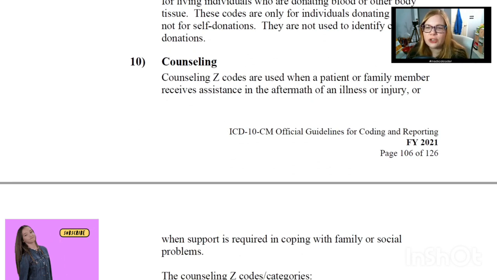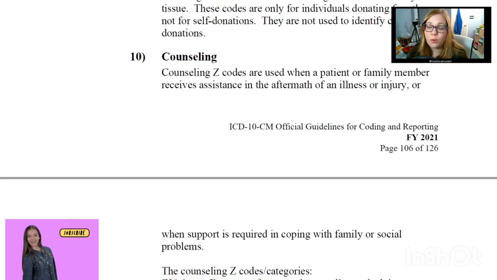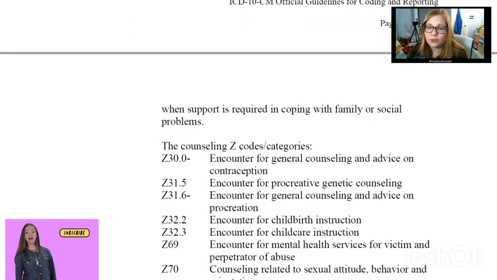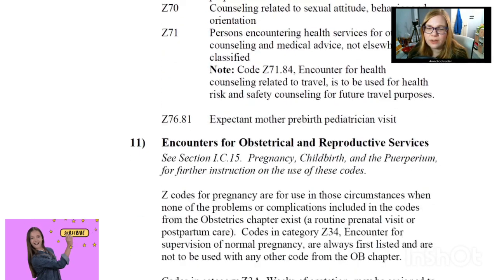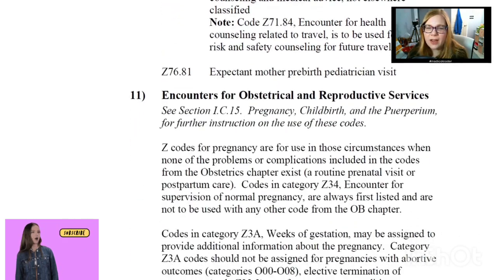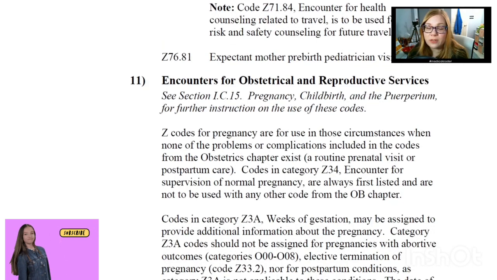Z71 is counseling. Counseling Z codes are used when a patient or family member receives assistance in the aftermath of an illness or injury, or when support is required in coping with family or social problems. Counseling Z codes, I won't read those to you here because it's kind of a long list. Encounters for obstetrical and reproductive services.